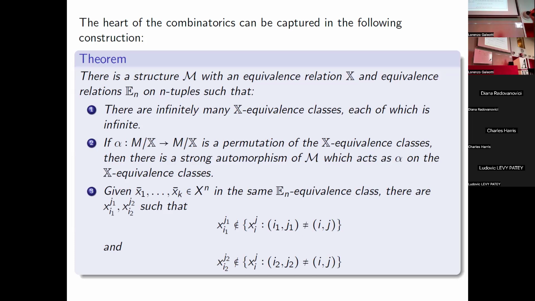So you want to build some kind of structure like this. And you might think, if I want to do something like this, this is just saying there's lots of stuff. This is some kind of homogeneity. It's saying somehow that any map that I could do does actually exist. And so you might think, okay, I want to do some kind of Fraïssé construction. But it turns out that this third condition breaks that.